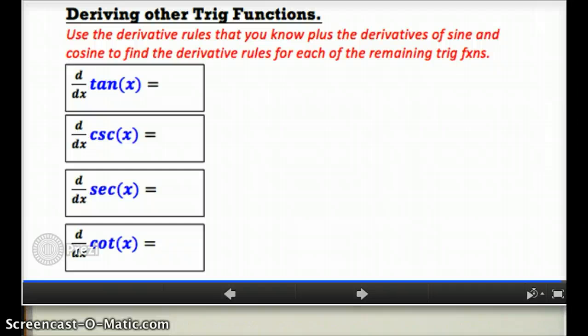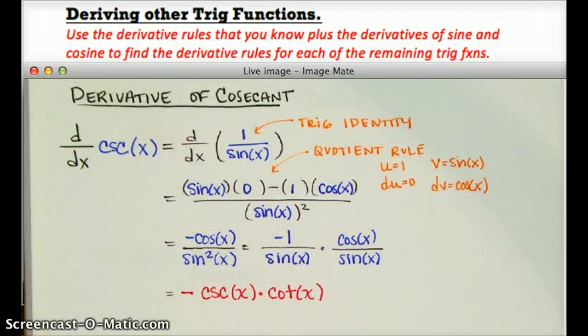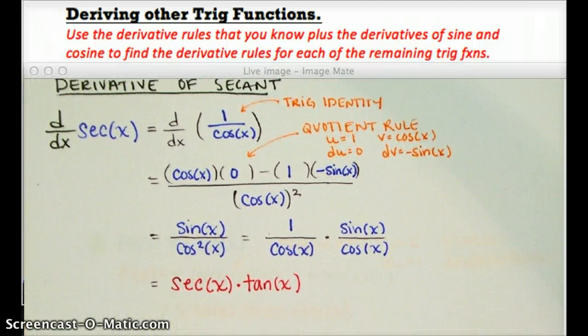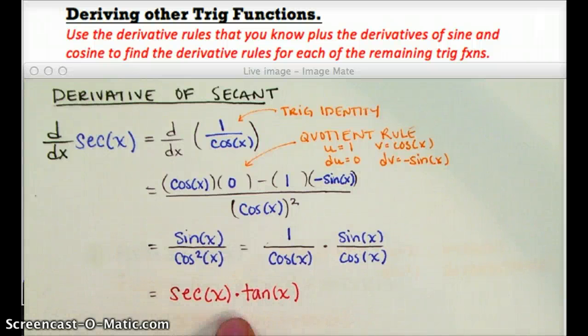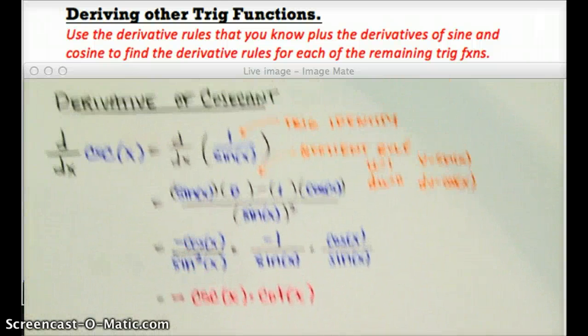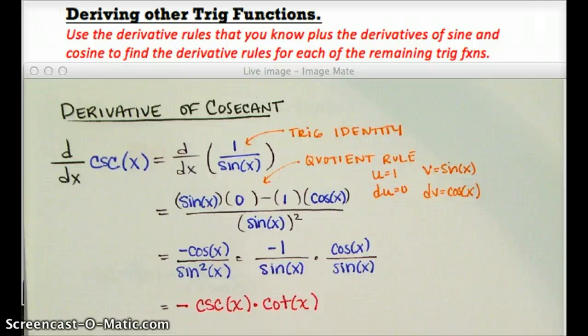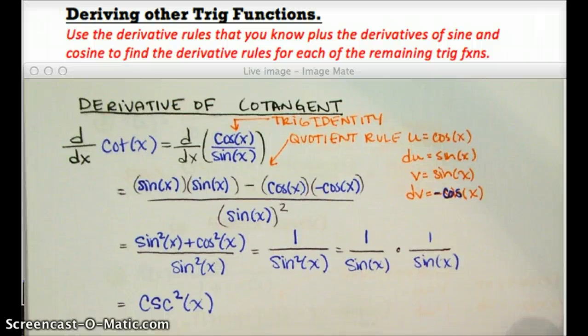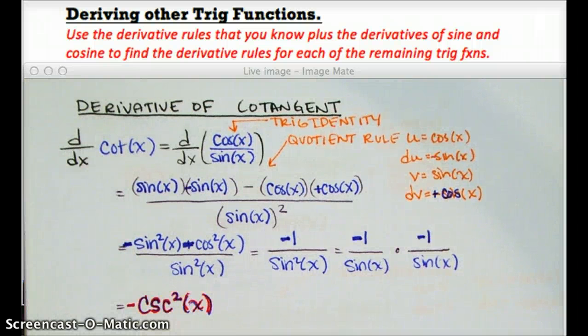All right, here we go with the proofs. The derivative of cosecant is negative cosecant times cotangent. Pause if you need to look at the proof, otherwise I'm going to move on. The derivative of secant is secant times tangent. Notice that this one is positive, the other one was negative. The way I remember it is anytime you have a co, your derivative is negative, so the derivative of cosine is negative sine, and the derivative of cosecant is negative cosecant cotangent, but the other ones are all positive. The last one here, the derivative of cotangent, is negative cosecant squared of x.